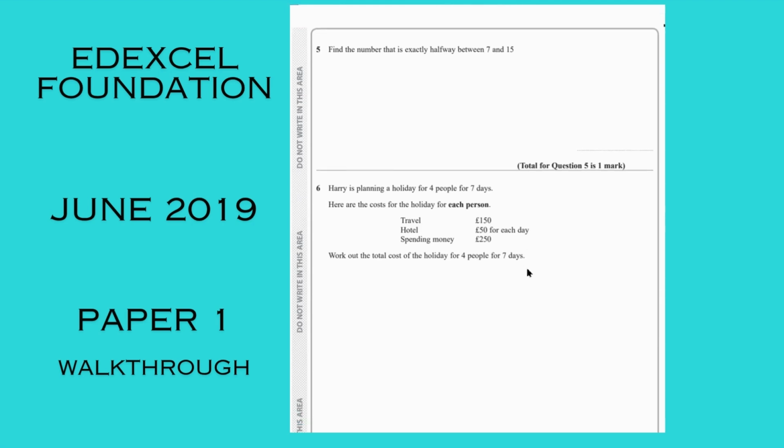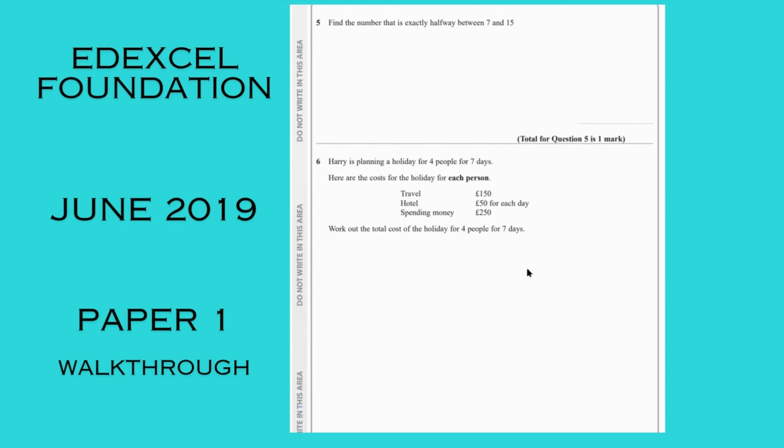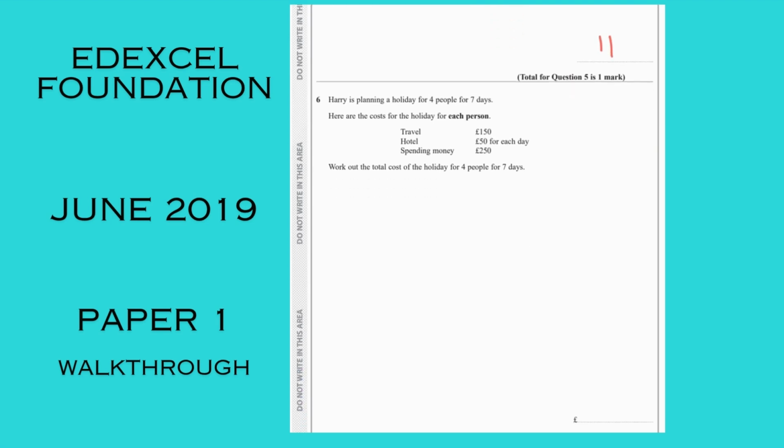How to find exactly halfway, or the midpoint, or you could call it the mean of the numbers. And the way to find the mean of two numbers is to add them together to give you 22 and divide by how many there are. In this case, just the 2.